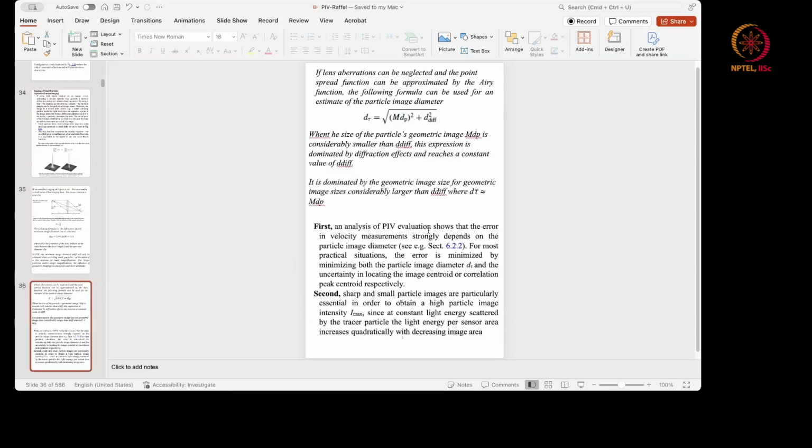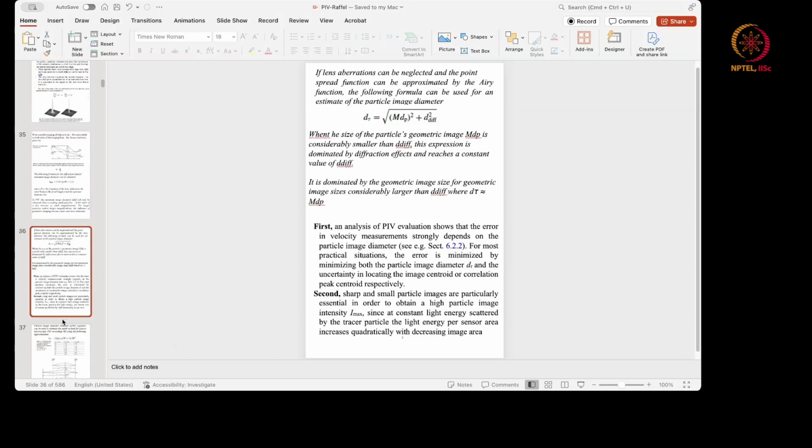First, your PIV evaluation should show an error in velocity measurements because of the particle diameter. This is from the book, you can read it. For most practical situations, the error is minimized by minimizing both the particle diameter and the uncertainty in locating the image centroid. Second, sharp and small particles are essential to obtain a high particle image density, but this is reduced by low scatter.